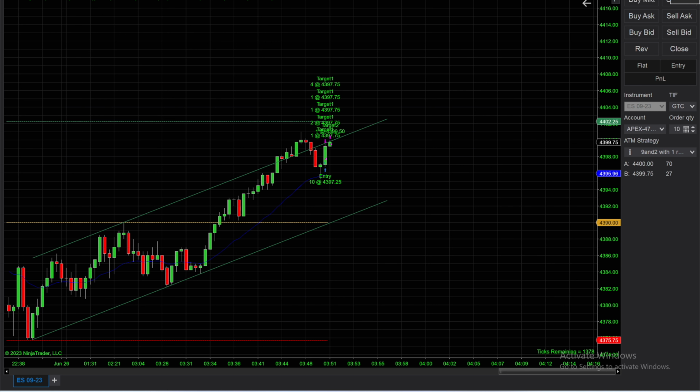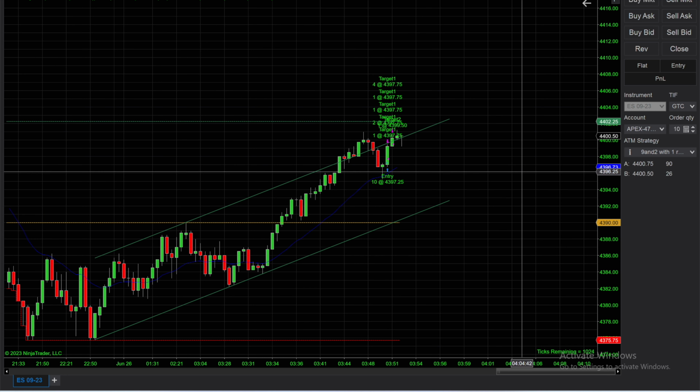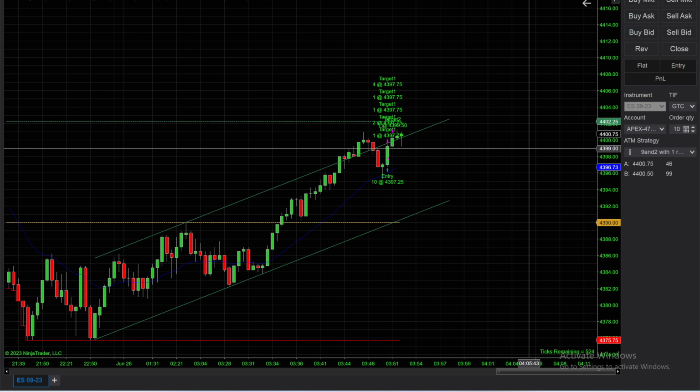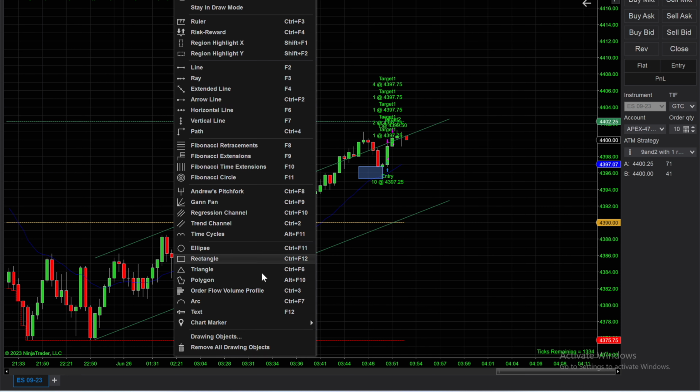From that point on, I didn't take any more trades. After that, I really didn't see any setups that I liked. There were a lot of things I could have entered, but as you can see, not much else.